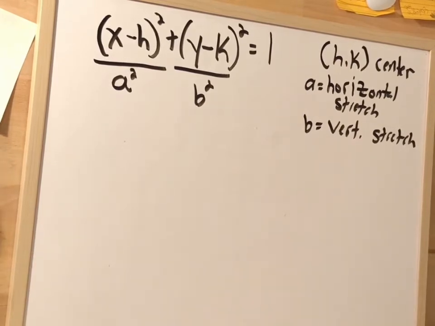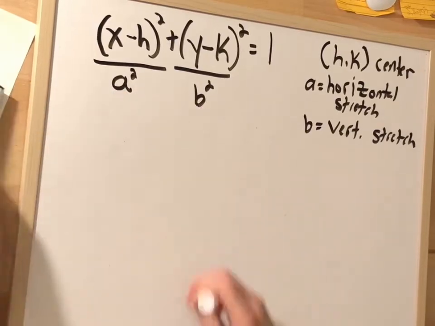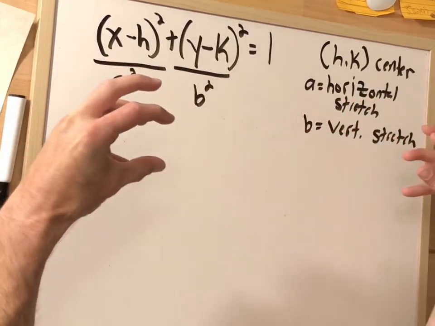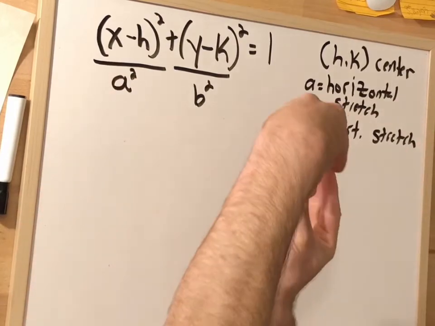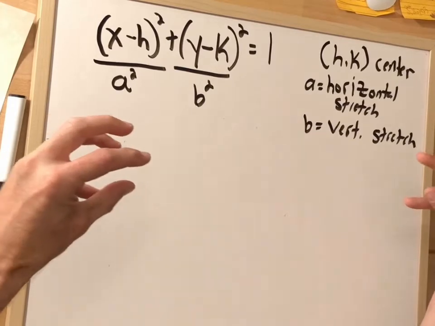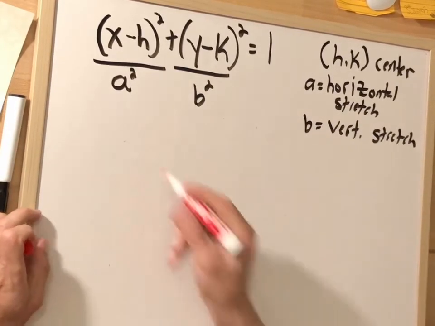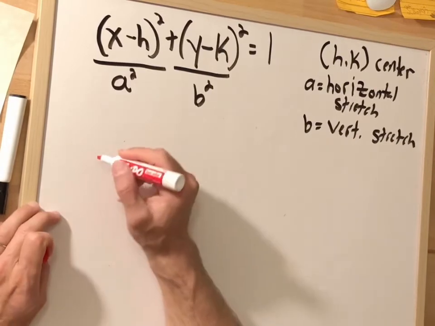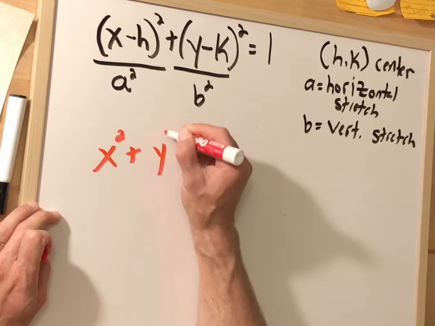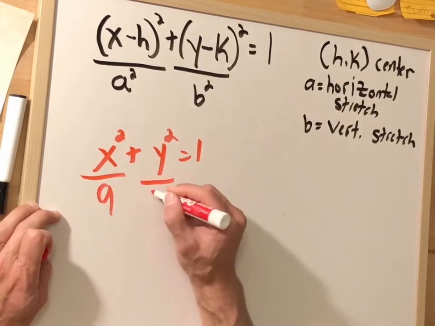So this number right here, when you square root, it tells you how many units you stretch to the right and left from the center. This number tells you how many units you stretch it up and down. The longest stretch is called your vertice. The shortest stretch is called your covertice. So look at the first example question that I give you. I give you an example question of x squared plus y squared equals 1. This is divided by 9. This is divided by 16.